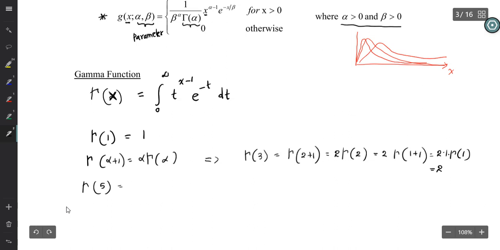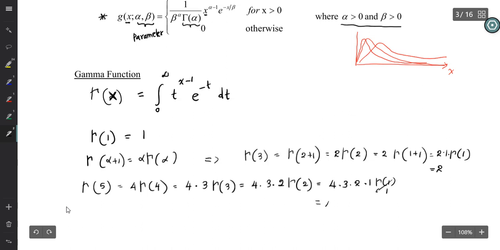Now let's expand this. Gamma 5 will be 4 times gamma 4. But gamma 4 will be 3 times gamma 3. Now gamma 3 will be 2 times gamma 2. And gamma 2 will be 1 times gamma 1, which is 1. So what do you have? 4 times 3 times 2 times 1, which is exactly 4 factorial.